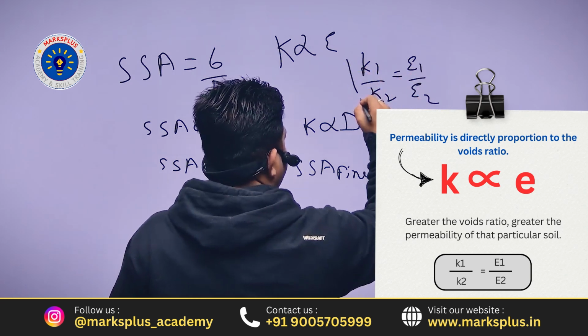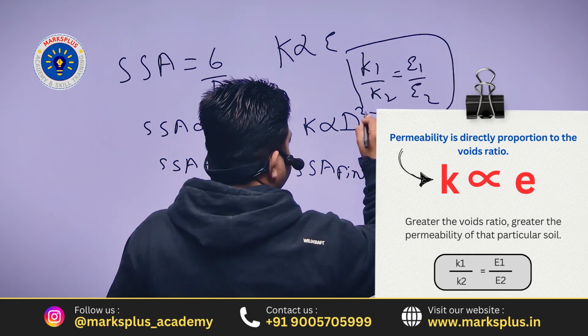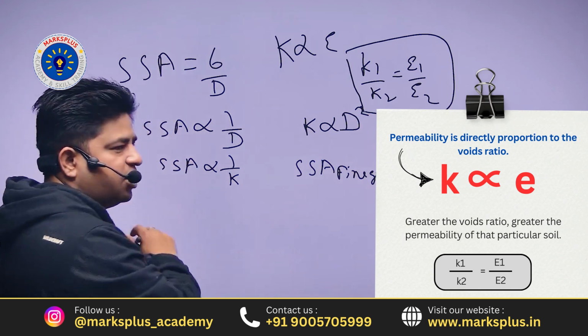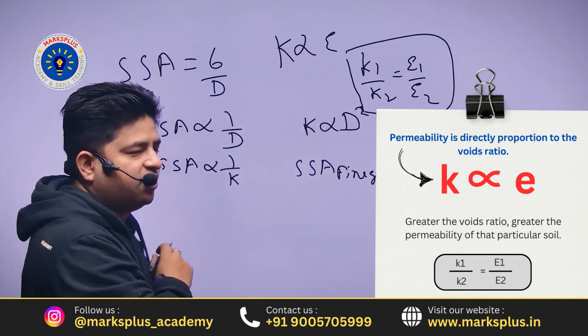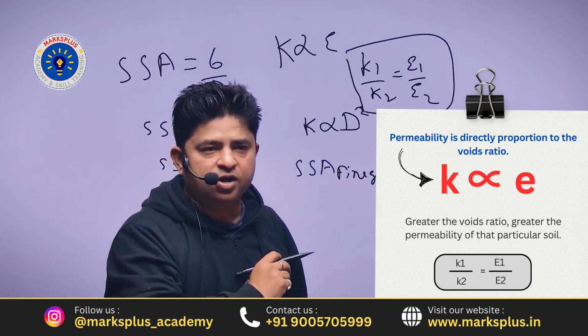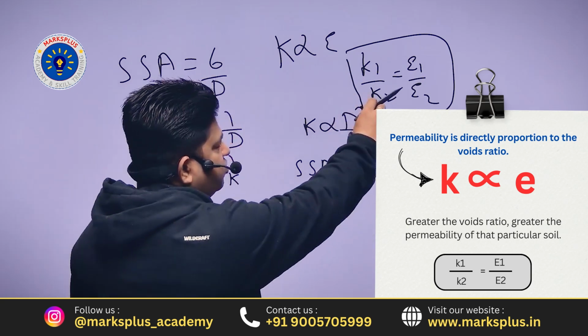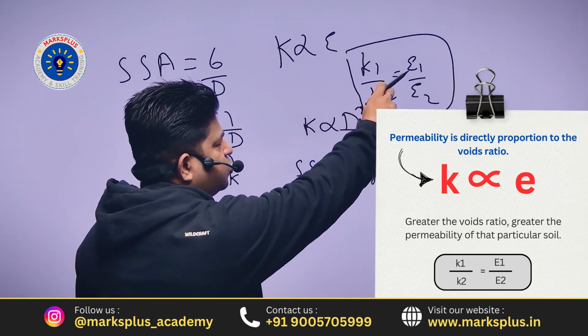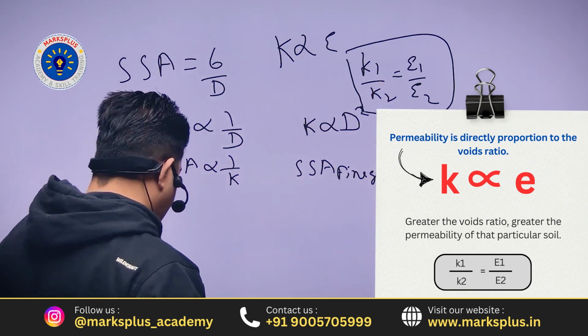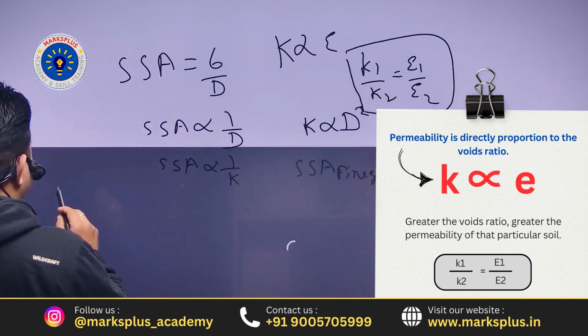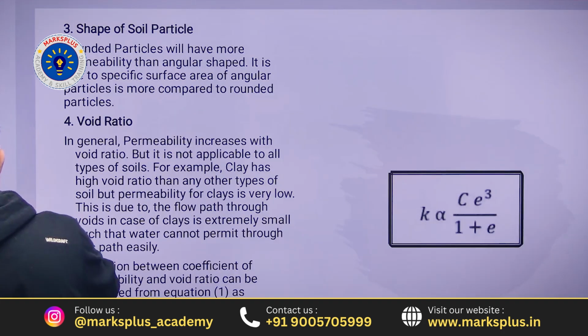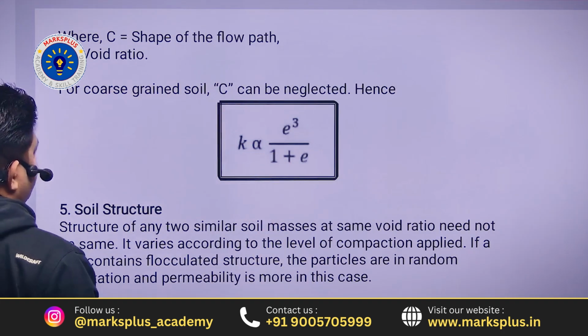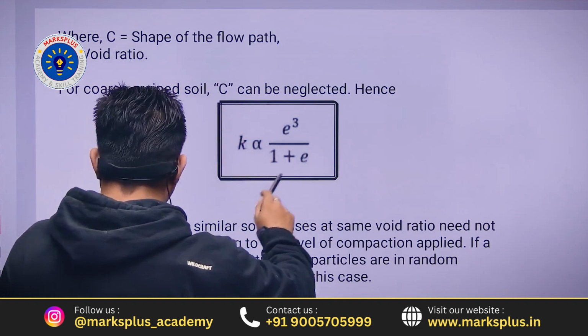Friends, please note this down, it is important. If in a numerical we are given the value of void ratio and we want to determine the coefficient of permeability of soil, we can use that particular formula: K1 upon K2 is equal to E1 upon E2. Okay, and now comes another parameter, where C is equal to the shape of the flow path. C can be neglected, hence K is proportional to E.